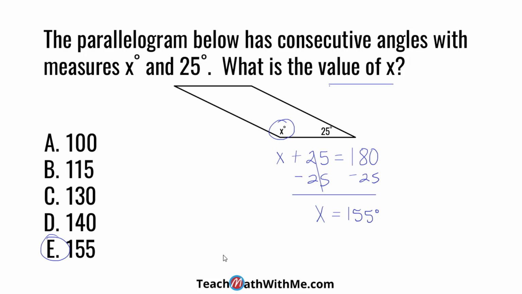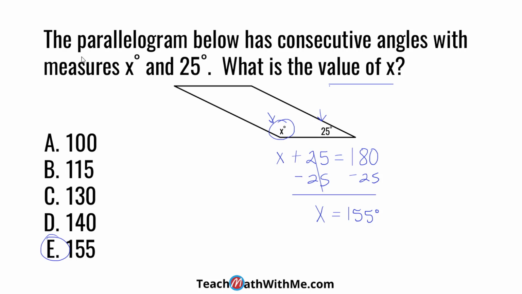So if you understand this question, great. You can move on to another one. But if you want a little bit more information on this type of question, I'll go into that now. Why could I say that these two angles, angle x and 25, add up to 180 degrees? Well, there's a little bit of information in this question that we need to be able to do that.